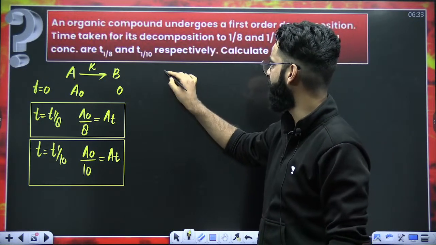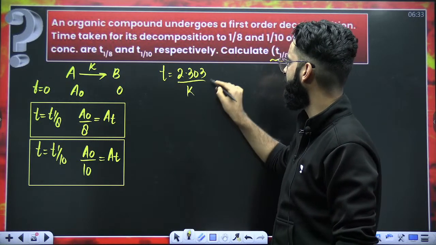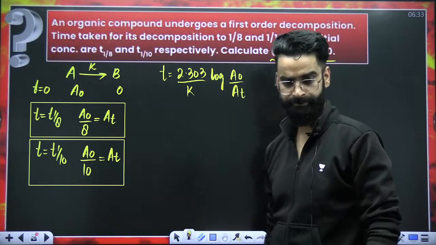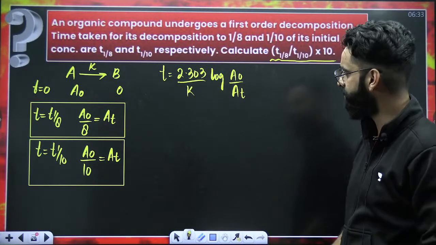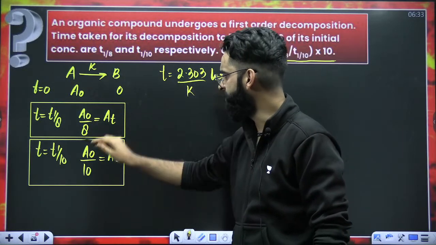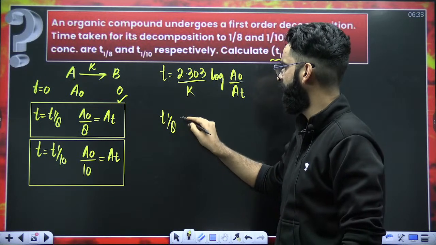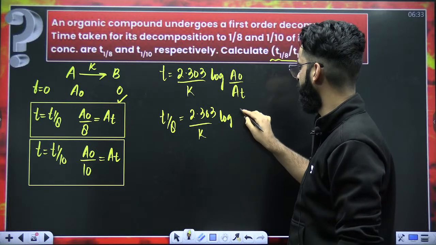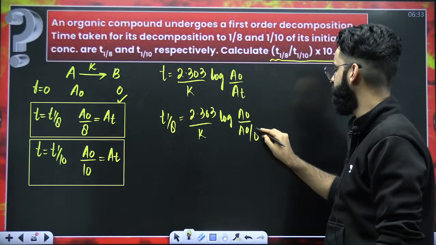If you remember, I have already given you one expression: T is equal to 2.303 divided by K, times log of A0 divided by AT. Do you remember this expression? It is valid for first order reactions. Now I'm going to introduce these two conditions. Introducing the first condition, instead of T you write T1/8 is equal to 2.303 divided by K, times log of A0 divided by AT, and the AT value here is A0/8.